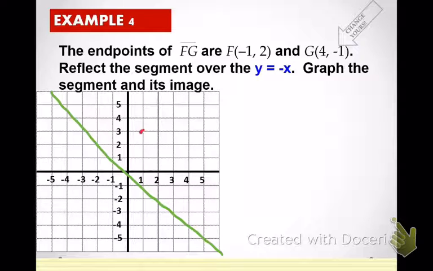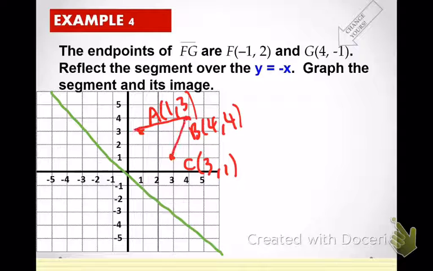A is 1 over, 3 up. That's A: 1, 3. Okay? Give me another one. B is 4, 4. There's B. 4, 4. Okay? Give me another one. C is 3, 1. C is 3, 1. All right. So we have this triangle we have to reflect.